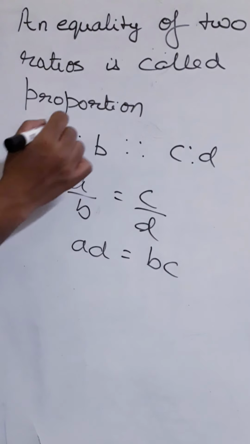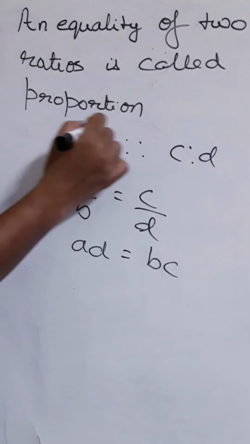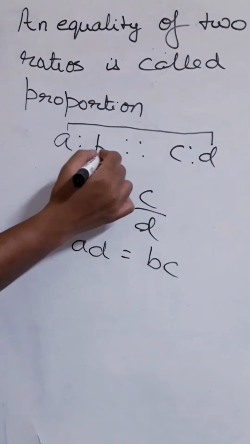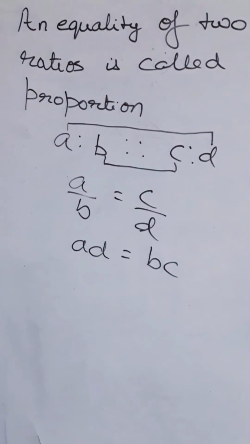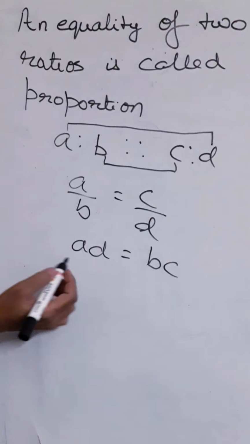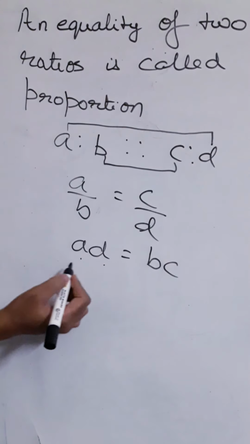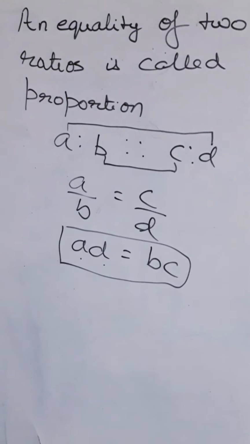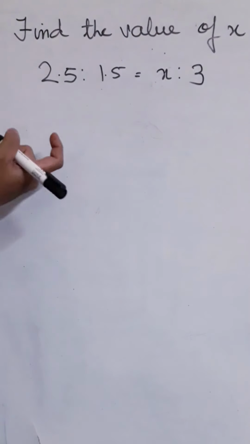Or we can say that multiplication of extremes equals to multiplication of means. So we can write AD equals to BC. Now we are going to take few examples to work on this. Now we are taking a question.